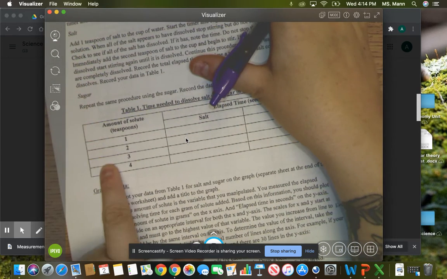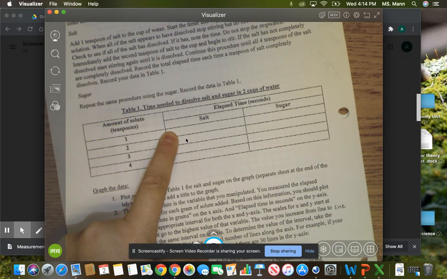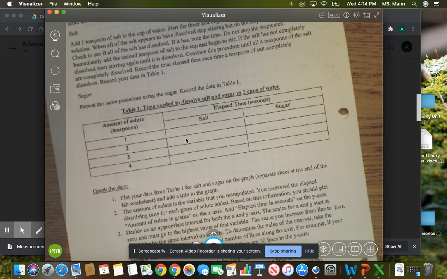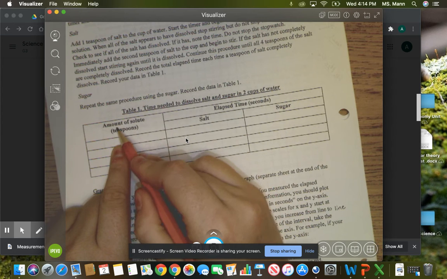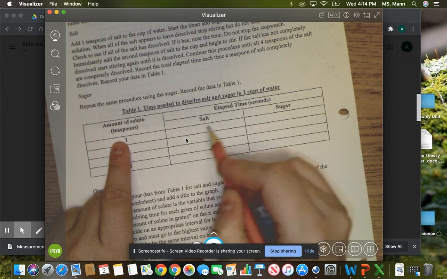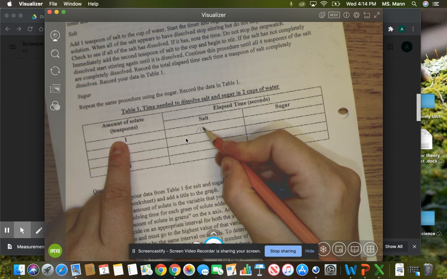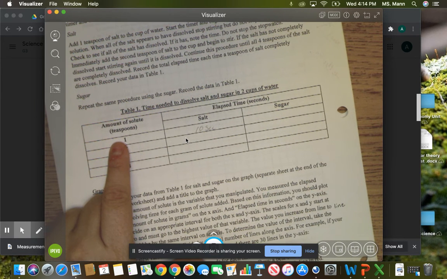So say I stop the timer. Say it takes, this is a rough estimate, this is in no way accurate. I'm pulling this out of my head as we go. So this is not reliable data, okay? I'm expecting to see actual data. So say you start, you put the solute into the water. You put your first teaspoon of salt into the water, and say it takes 10 seconds for that to dissolve. It takes 10 seconds.